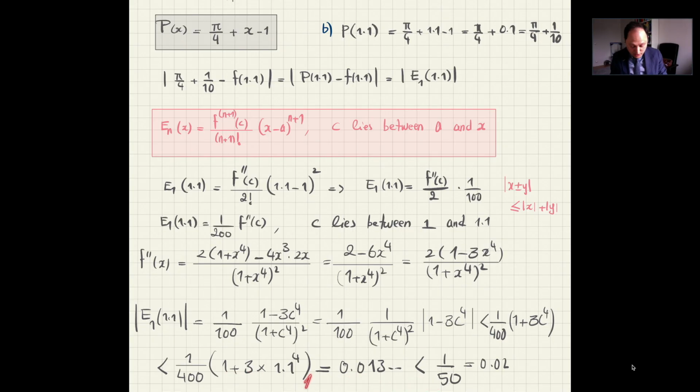Okay, anyway, but this number is exactly this number, and everyone agrees that this number is definitely smaller than 1 over 50. So what we did is actually correct. Any questions?